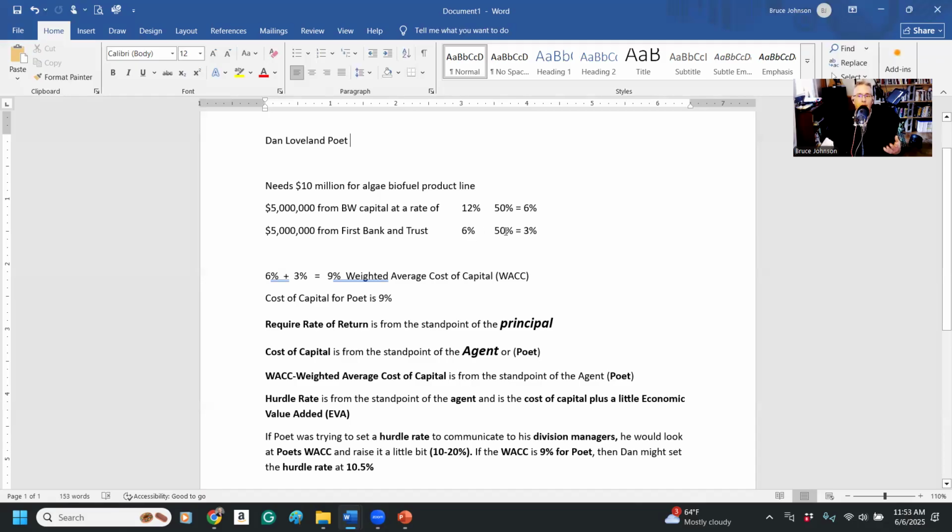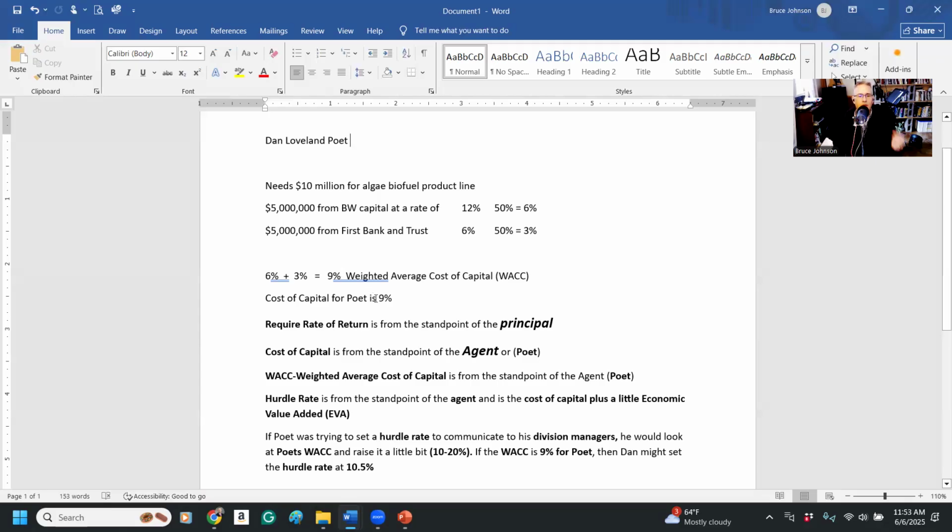To figure out a weighted average cost of capital, we multiply the interest or the required rate of return times that percentage, and that gives us that number. Then we add the 6% plus the 3%. So this is, guys, easy. This is just a weighted average cost of capital. So then we add 6% plus 3%, and you notice we get 9% as the weighted average cost of capital.